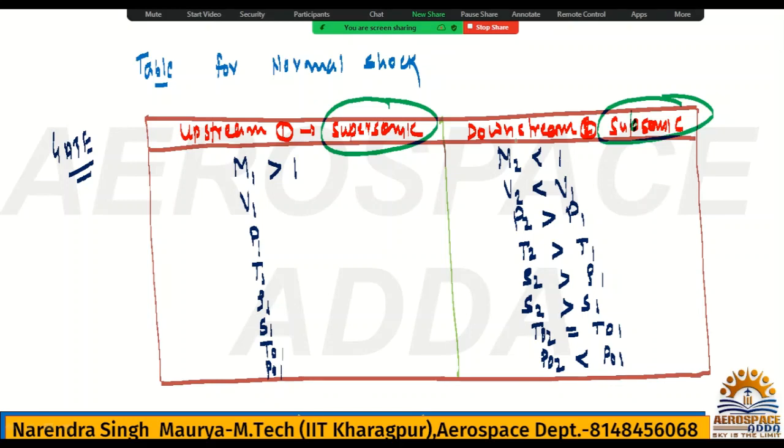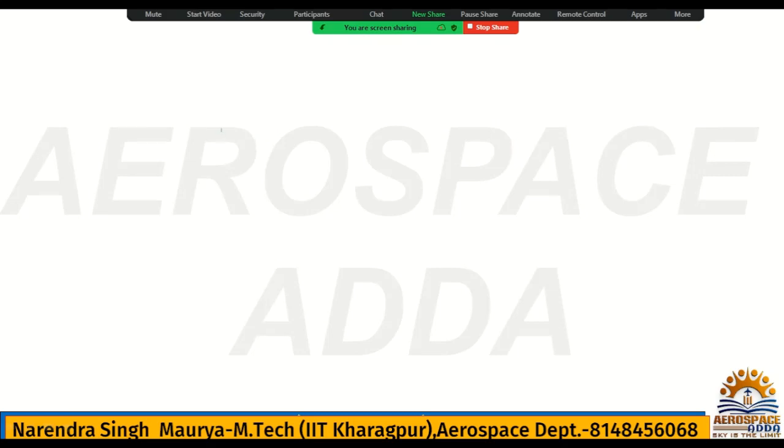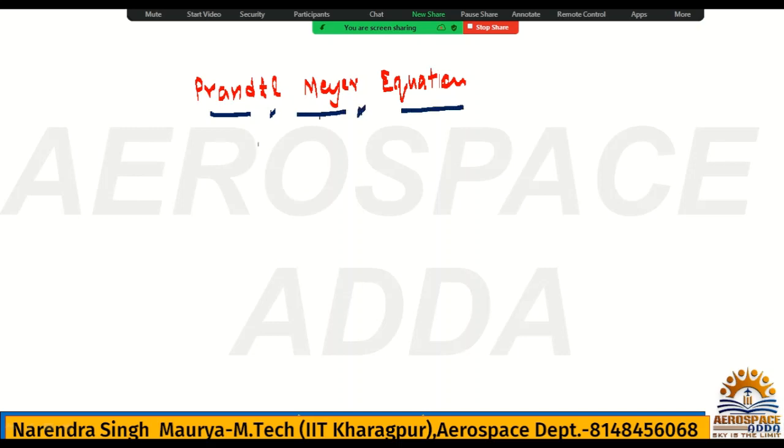Now, all the governing equations you saw last class, no need to write them again. Now I will show the result, one very special result, on which they can ask a one-mark question. This is derived for the shock, especially for the normal shock, and is called the Prandtl-Meyer equation. So as I told you, this is for the normal shock. And what is the Prandtl-Meyer equation?